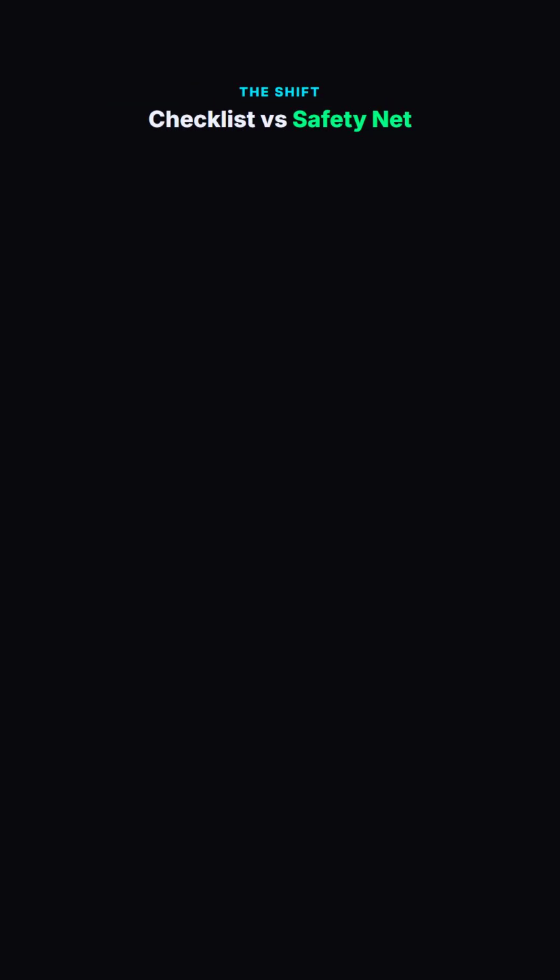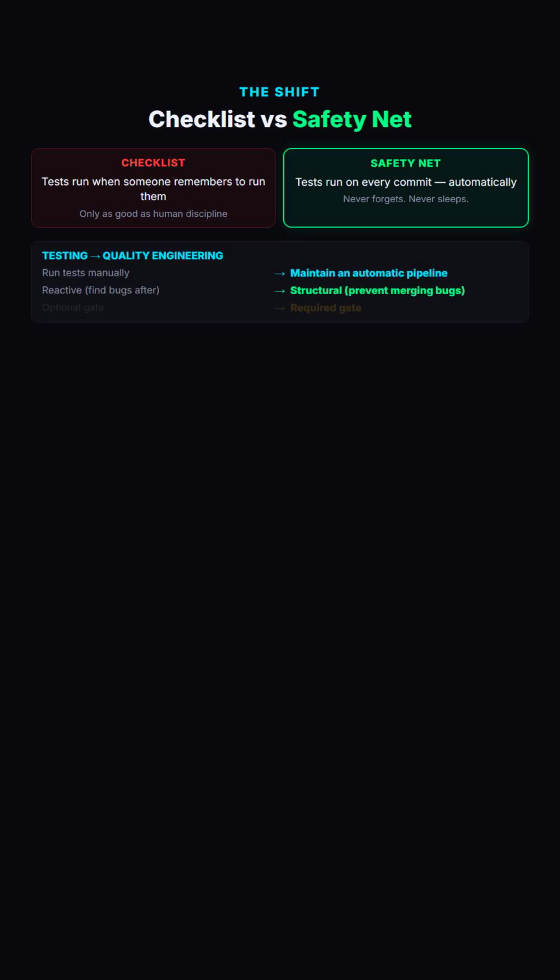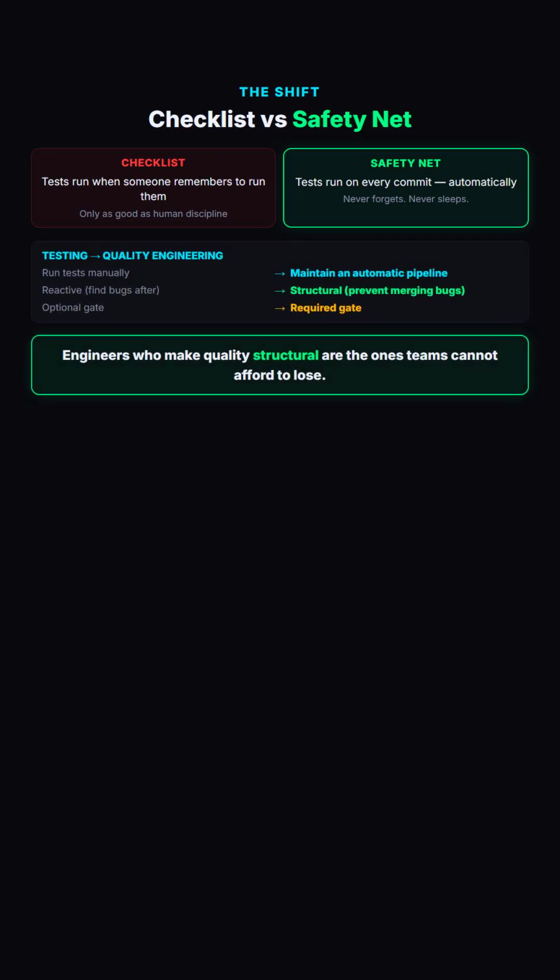Here is the mindset shift I want you to take from this video. A test that only runs when you remember to run it is a checklist. It is only as good as your discipline on any given day. A test that runs automatically on every commit is a safety net. It catches things when nobody is watching. It never forgets. It never calls in sick. That distinction, checklist versus safety net, is the difference between testing and quality engineering.